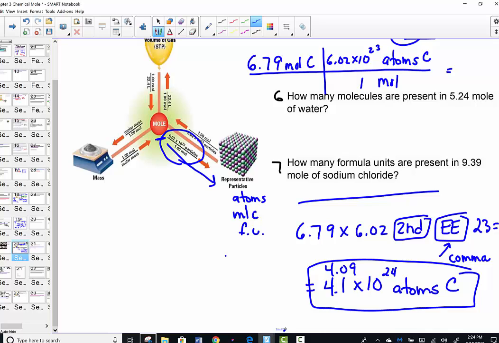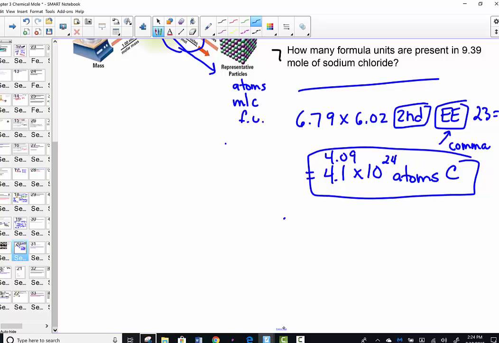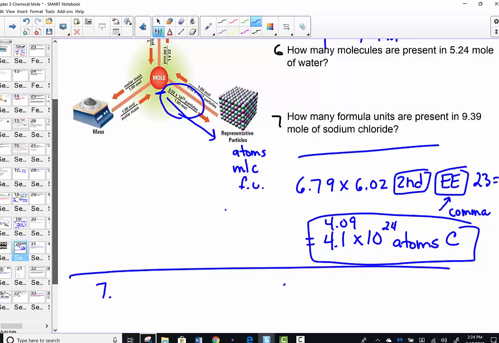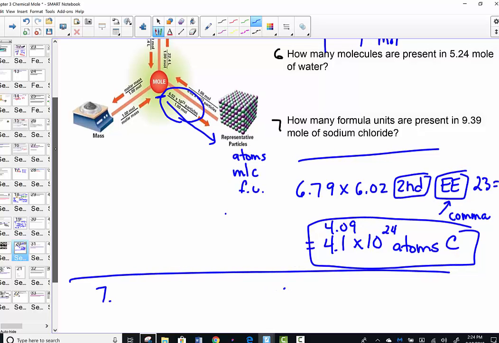Alrighty. So let's try one more, and I'm going to say one to turn in today. Let's try this, and then we'll try a two-stepper. Let's try number 7, on the turn-in paper, please. How many formula units are present in 9.39 moles of sodium chloride?